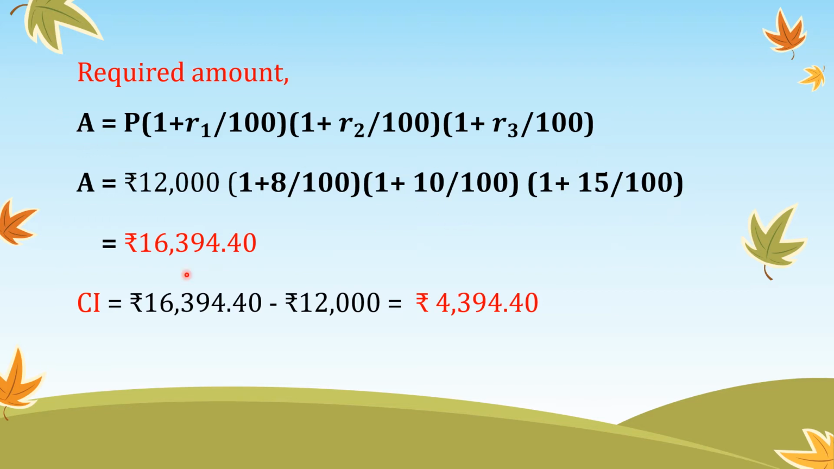After calculating, we will get 16,394.40. Then compound interest is A minus P. A is equal to this one and P is equal to 12,000. So after calculating, we get 4,394.40.